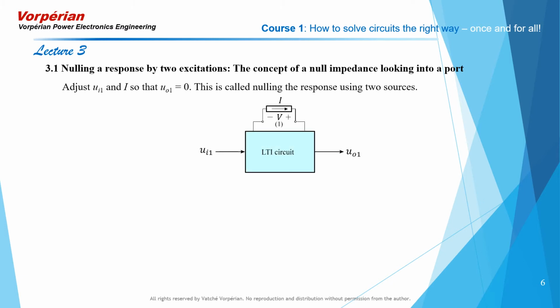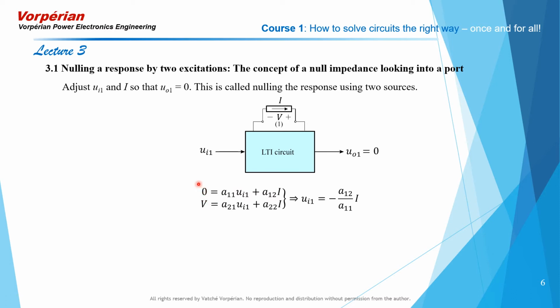We now adjust these two excitations, input 1 and I, being applied to the LTI system in such a way as to reduce output 1 to 0, or a null. What this means is that you are canceling the contribution of the first input to the output by the contribution of I to the output. This should be possible, as you can see from these two linear equations that you write down.